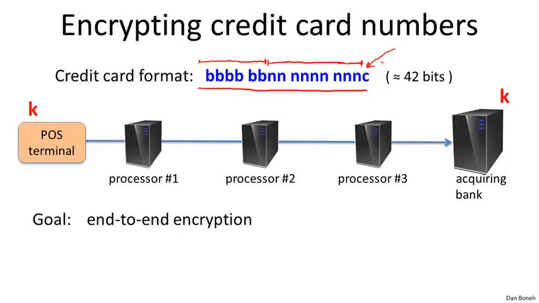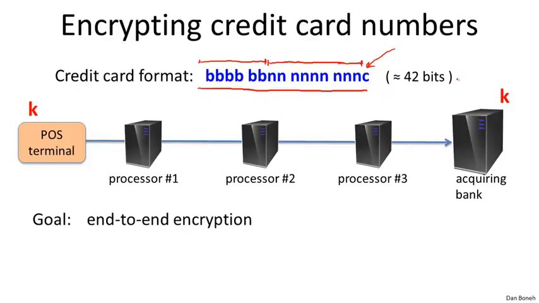So there are about 20,000 BIN numbers, and so if you do the calculation, it turns out there are about 2^42 possible credit card numbers, which corresponds to about 42 bits of information that you need to encode if you want to represent a credit card number compactly.